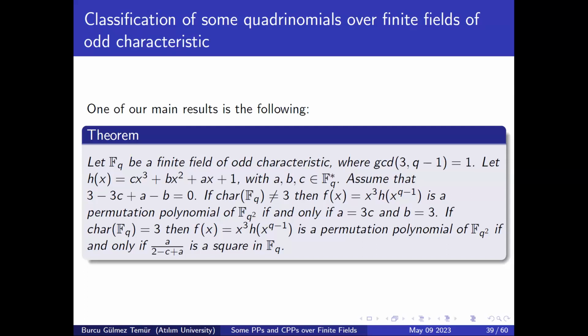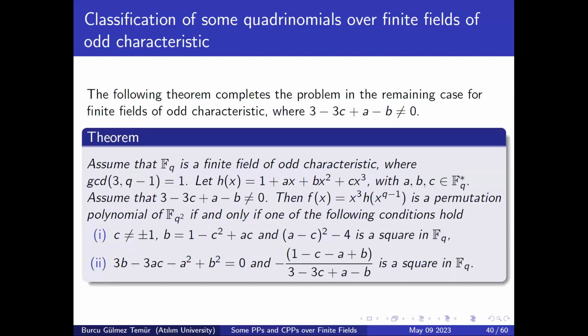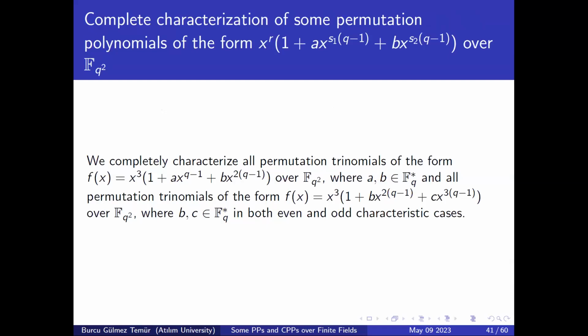If characteristic is not 3, then it's a permutation polynomial if and only if a is 3c and b is 3. If characteristic is 3, then it's a permutation polynomial if and only if a over 2 minus c plus a is a square. Then, in order to complete the case, we have to consider the case where 3 minus 3c plus a minus b is not 0. And we found that it's a permutation polynomial if and only if one of these conditions is satisfied. So we completed the case for odd characteristic, and as I said, it was already done for even characteristic. So the problem is completely solved.